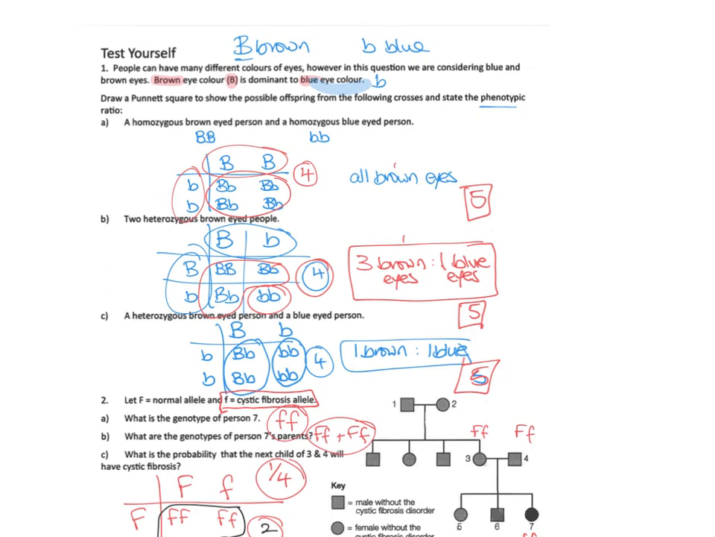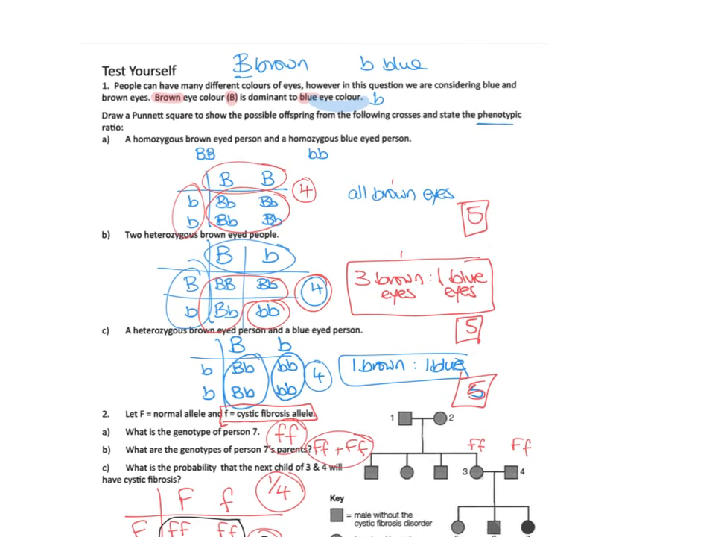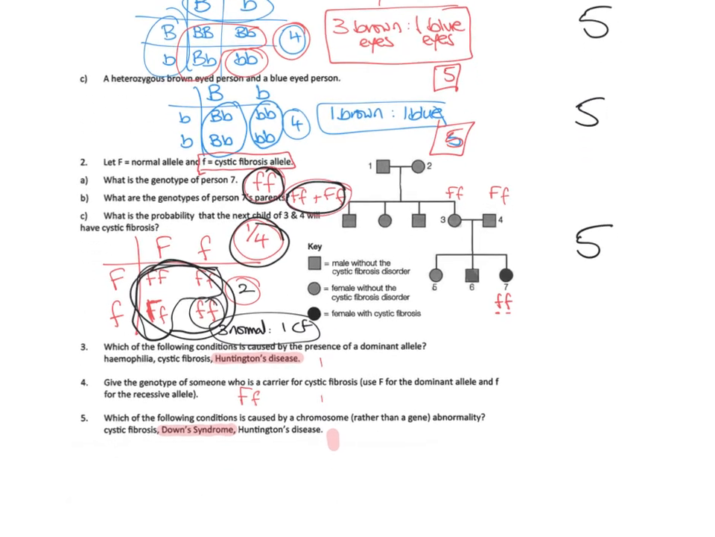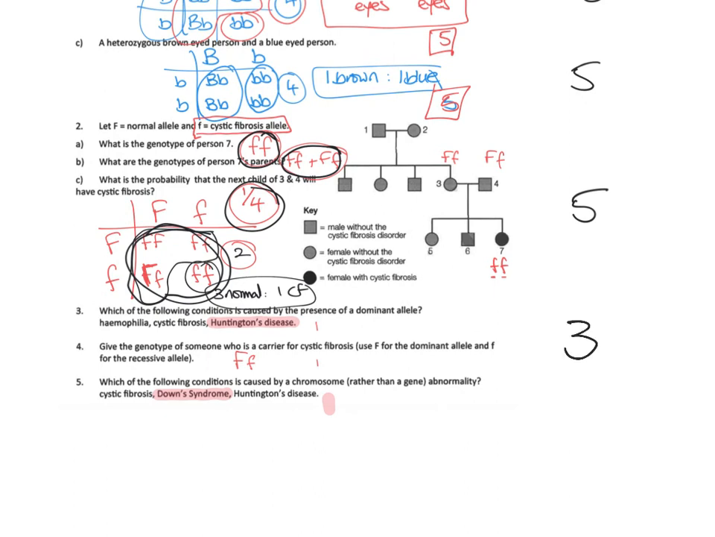So add up your marks. Just to recap, there are 5 for this one, 5 for this one, 5 for this one. For question 2, we've got 1, 2, 3, 4, and then 5. And then another 3, and that gives us a total of 23 marks.